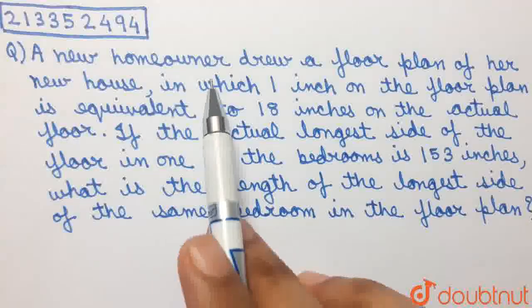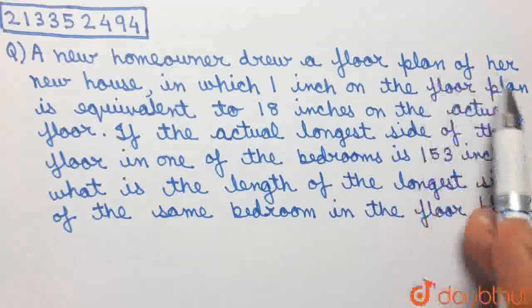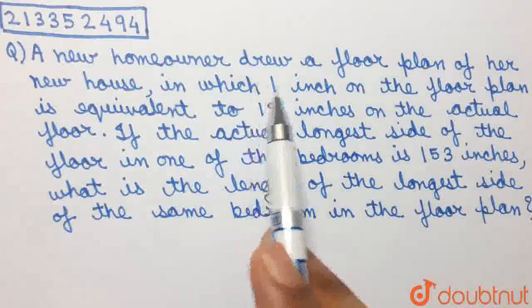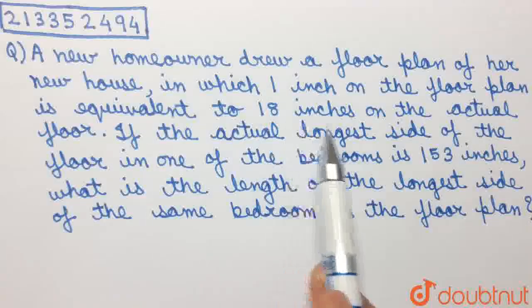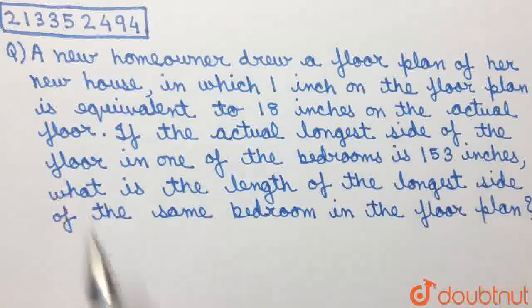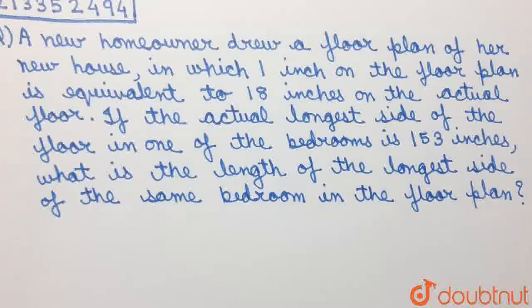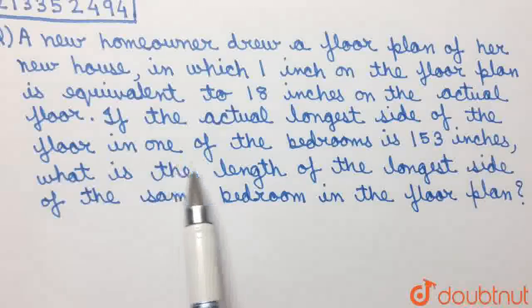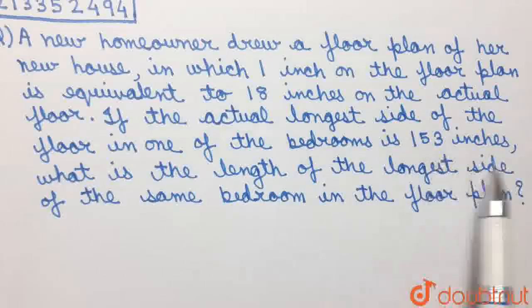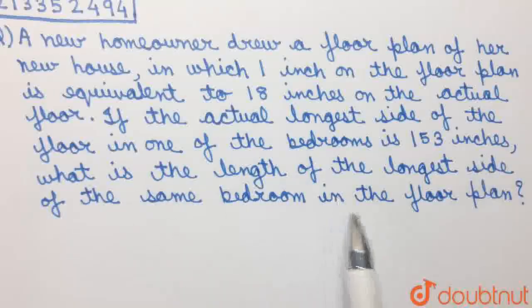A new homeowner drew a floor plan of her new house in which 1 inch on the floor plan is equivalent to 18 inches on the actual floor. If the actual longest side of the floor in one of the bedrooms is 153 inches, what is the length of the longest side of the same bedroom in the floor plan?